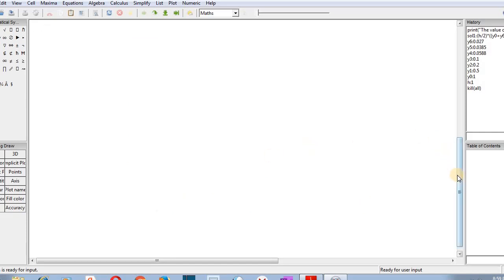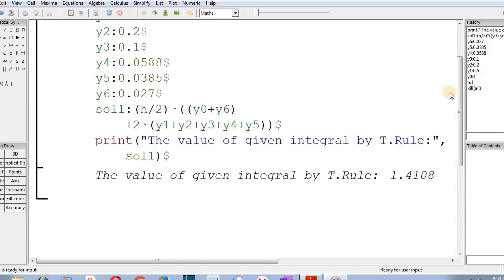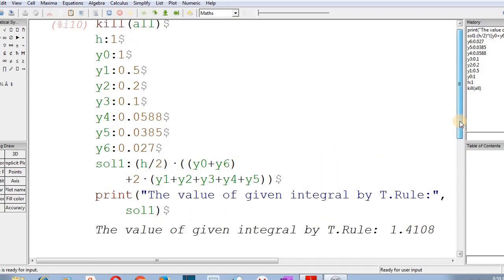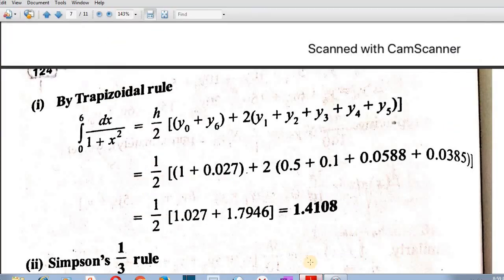Let me check that this result is there or not. Yes, 1.4108 is the value of the given integral by the trapezoidal rule. You can check it against the problem I have explained here. Also see here, this is 1.4108.